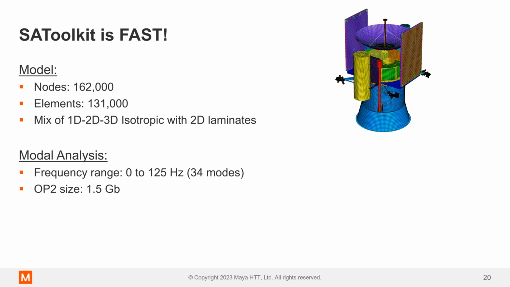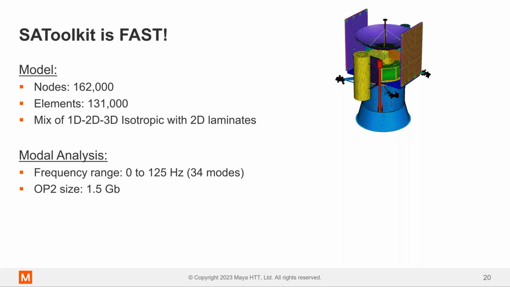One of the biggest selling points, and the reason why a lot of people use this, is because it's fast. So I have an example here. This is not a PCB, but it's a satellite. You could have PCBs in here. This has about 162,000 nodes, 131,000 elements. Kind of a mix of different types. Has laminates in there as well.